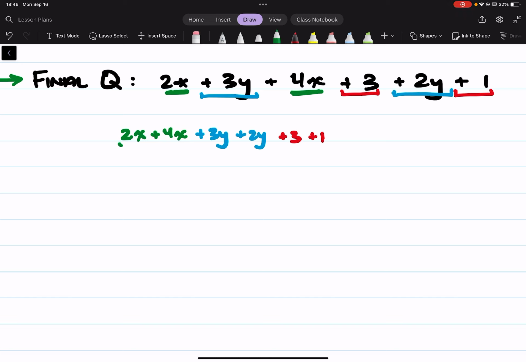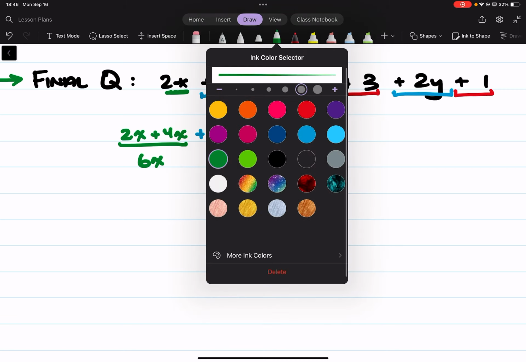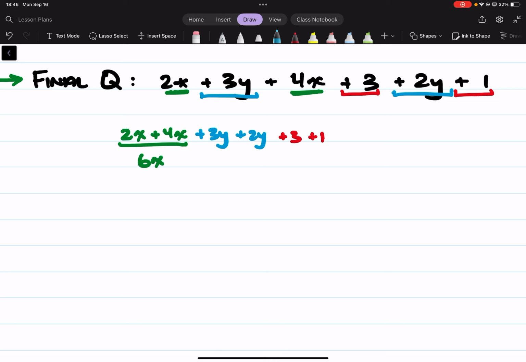So let's start with the 2x plus 4x. 2 plus 4 is 6, and I'm left with the x. Do not change the letter x. It is similar to, like we said, apples, right? So 2 apples plus 4 apples is 6 apples, not apples squared or anything fancy like that.